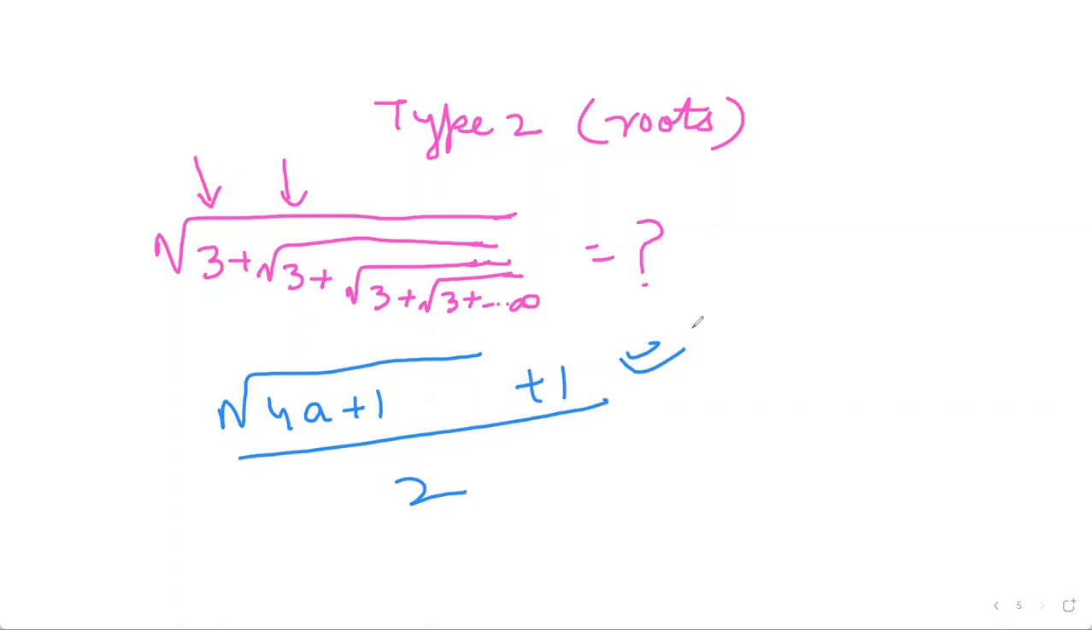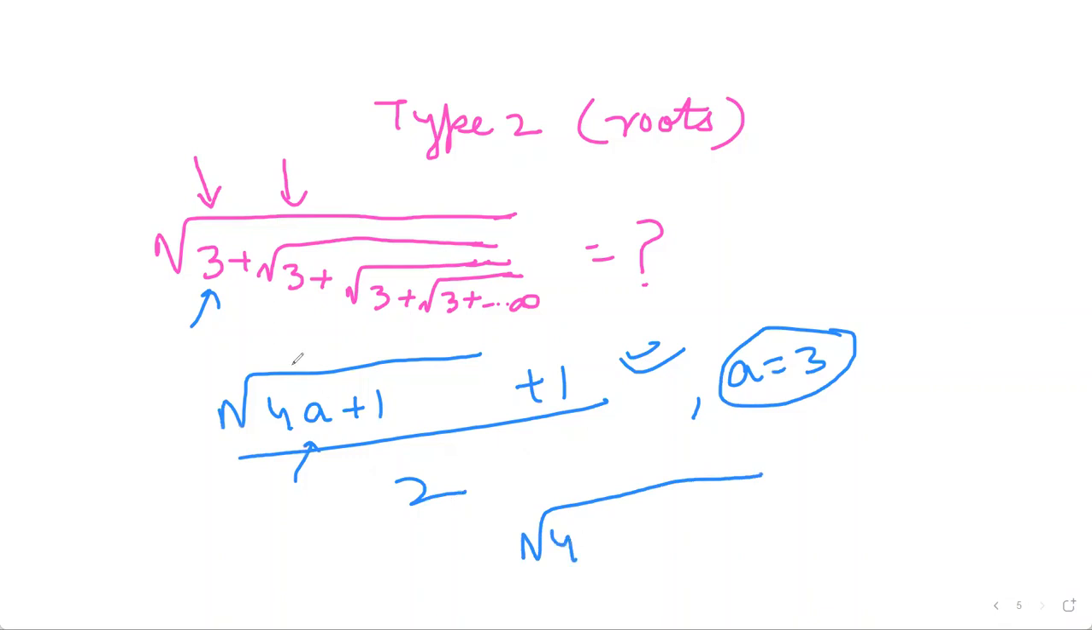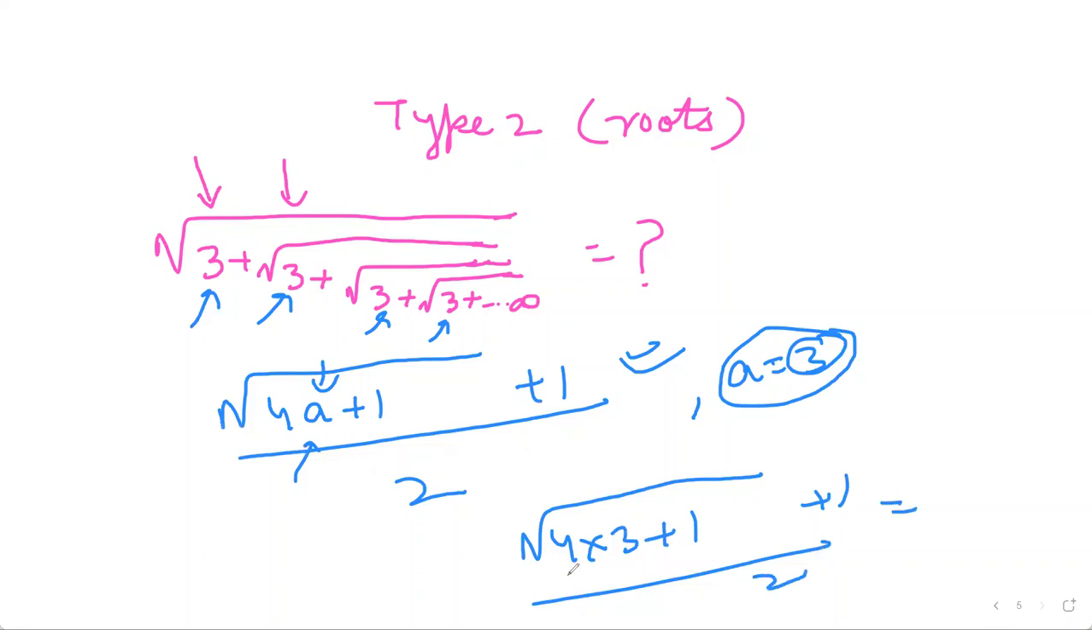Root of 4a plus 1, plus 1 upon 2. What does a mean? Here a is 3. It means here you can put a equal to 3. How? Let's check. In place of a you can put 3. Why 3? Because in this question 3 is repeating again and again. So 4 into 3 plus 1, upon 2. So 4 times 3 is 12, 12 plus 1 is 13. Root 13 plus 1 upon 2.